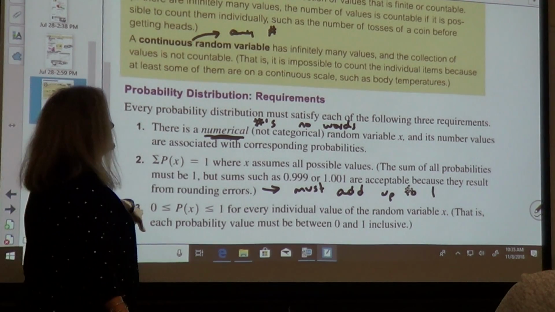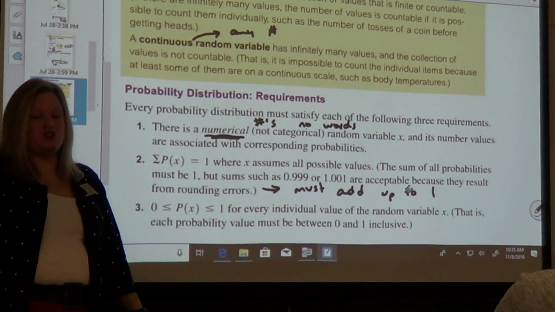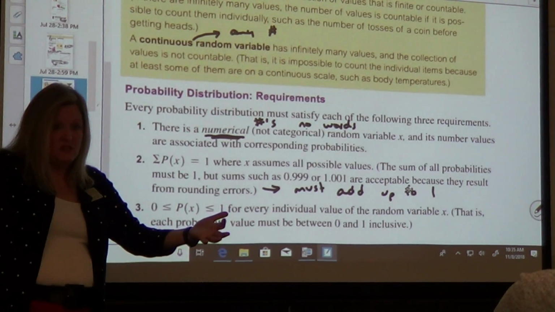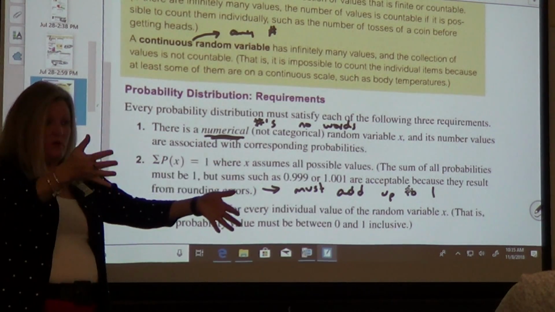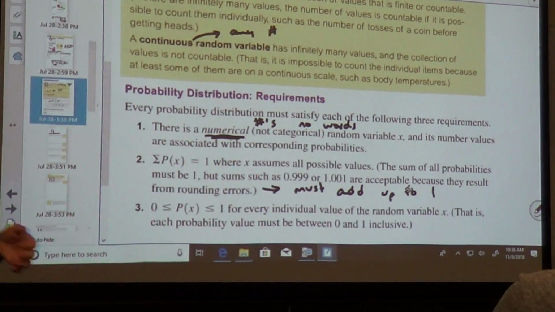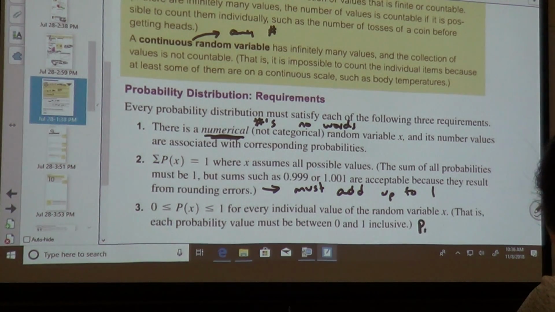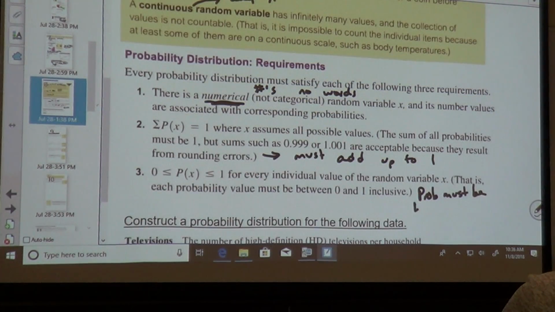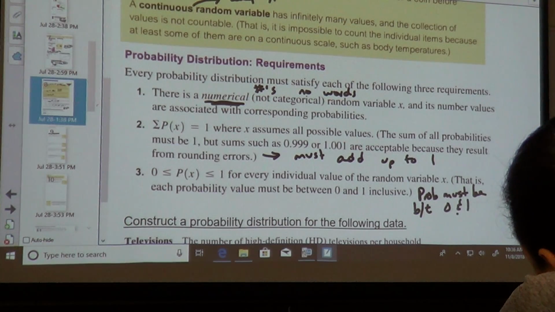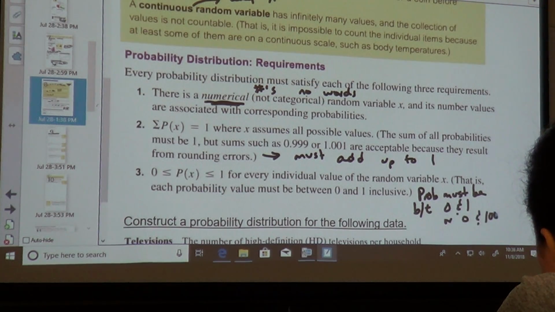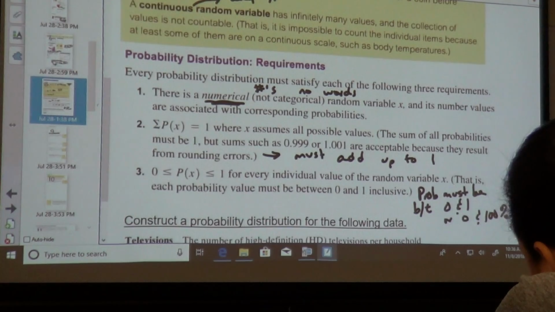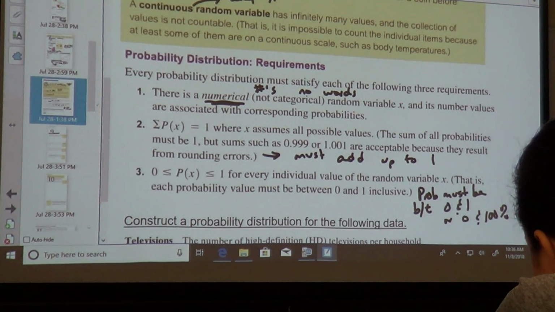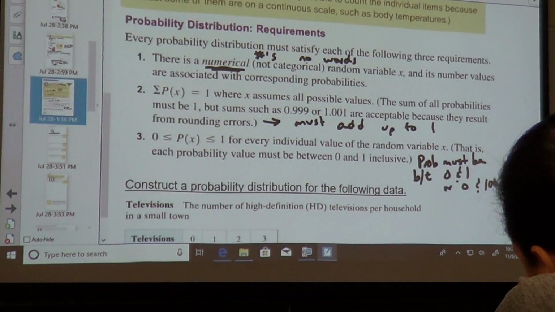The last one says the probability cannot be over 100. I can't say the probability of you passing this test is 140%. The probability has to be between 0 and 1 or 0 and 100%. You can't have a negative probability. You can't have a probability that's over 100%. It's got to be between 0 and 1 or between 0 and 100.